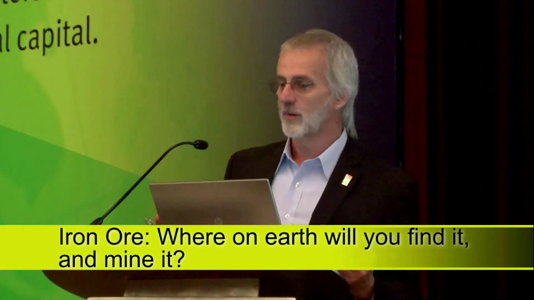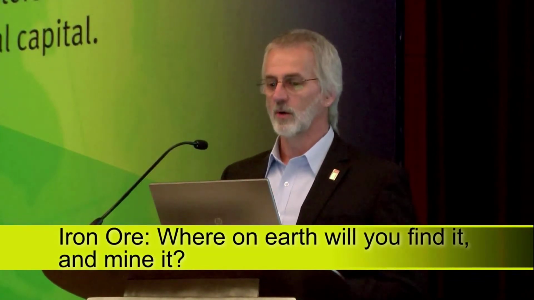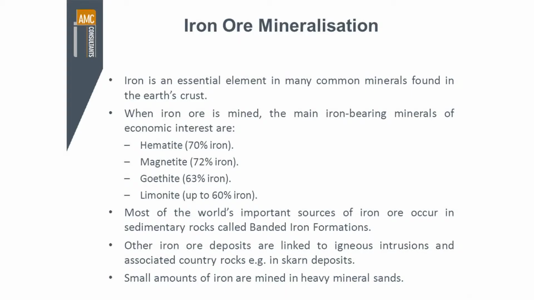For me, I'm a geologist, much more interested in the next little bit. You know, what is iron ore mineralisation? Well, as we said earlier, it's a very common element found in the Earth's crust. When we mine it as iron ore, the main iron ore minerals that we mine are hematite, magnetite, goethite, and limonite. And limonite is in fact a collection of minerals. It's just a loose family that we use to describe a collection of other minerals. But hematite, magnetite, goethite, limonite are the four key iron ore minerals.